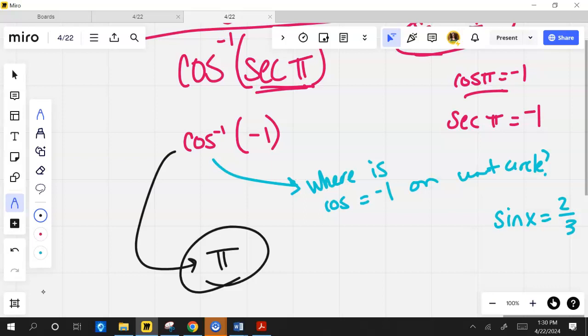Sine x 2 over. I was just saying if you were doing, remember we saw those triangles?